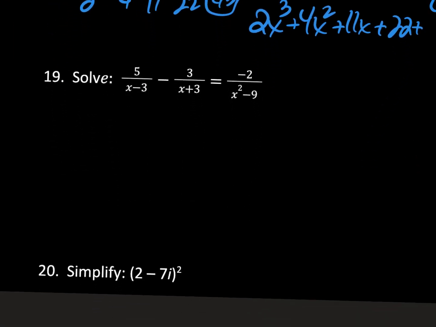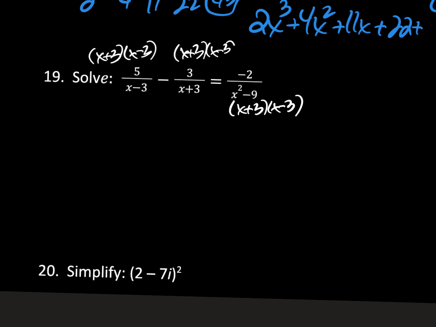18, solve this thing. To solve this, first thing we need is a LCD. I'm going to factor this right here, make it x plus 3, x minus 3. Because, by the way, that is the LCD. That's all the factors. So I'm going to multiply every term by x plus 3, x minus 3. Every term, x plus 3, x minus 3.